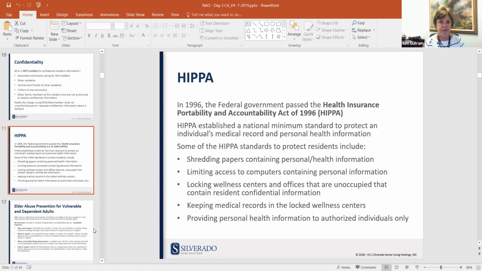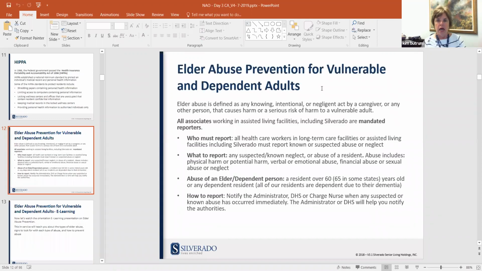Now we're going to talk about a different subject, one that's a very difficult subject because we have so many people that are older and that are dependent on others for care that are exposed to abuse. And so we're going to be watching an e-learning on abuse in just a few minutes. But I wanted to just mention a few things about reporting of abuse. It's extremely, extremely important that you understand as an associate of Silverado that you must report any elder abuse that is known or suspected in the community.